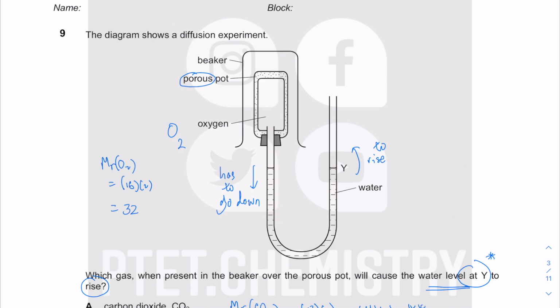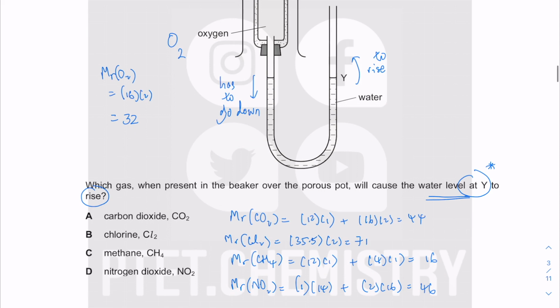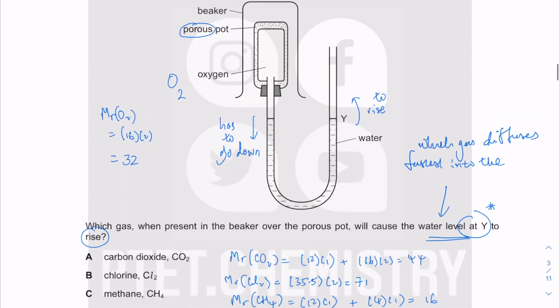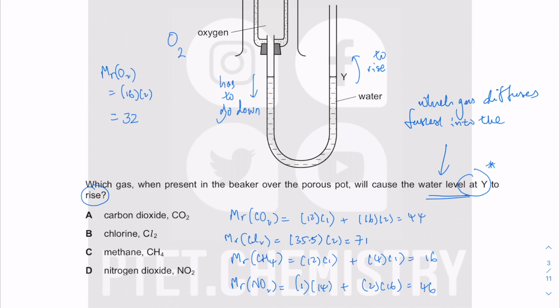Okay, so another way of asking this question really is, which gas diffuses fastest into the chamber? Is it chamber they use? I guess you can use the chamber as well. So if this is the chamber, okay, so into the chamber, therefore extra number of gas particles pushing down.